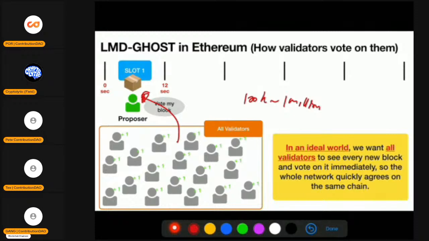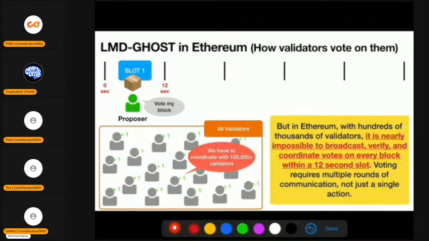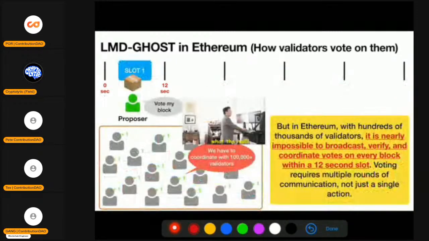Because if you want the protocol to have decentralization, you would not expect the protocol to have a very high speed network. You would not expect the nodes to have very high-end computers, stuff like that. You cannot expect that all of the validators, a million validators, could coordinate and vote for a block within 12 seconds. So it is quite a hard problem.